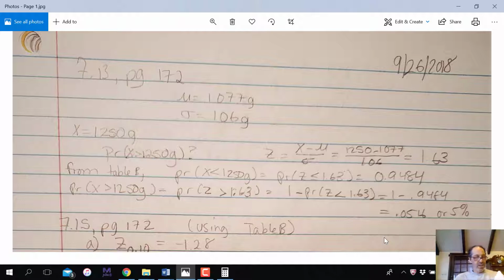Hey, where's table B? ¿Dónde está table B? Sorry for the delay here. I gotta find it. Okay, here it is. Table. What's this? Actually says appendix B.